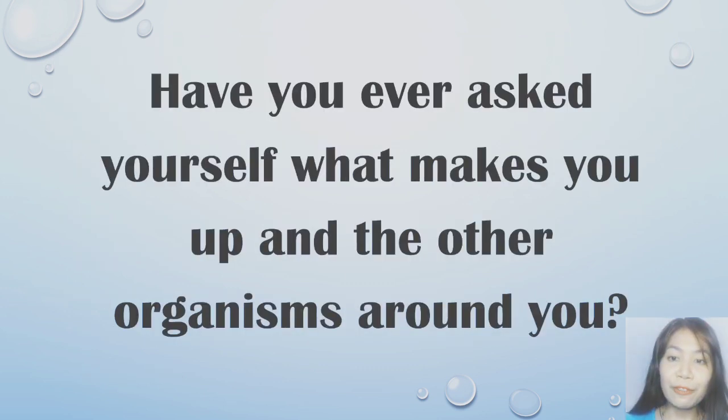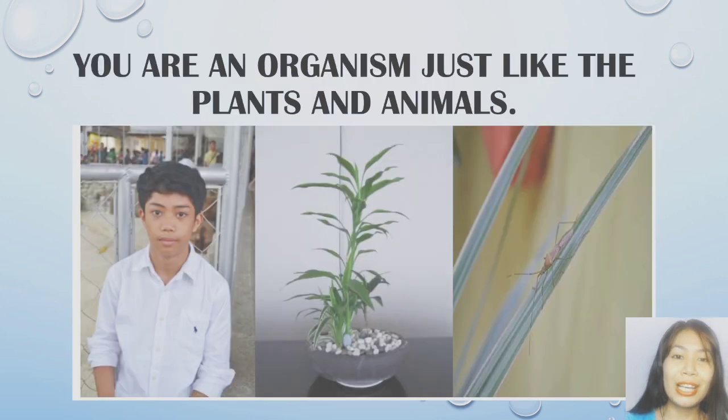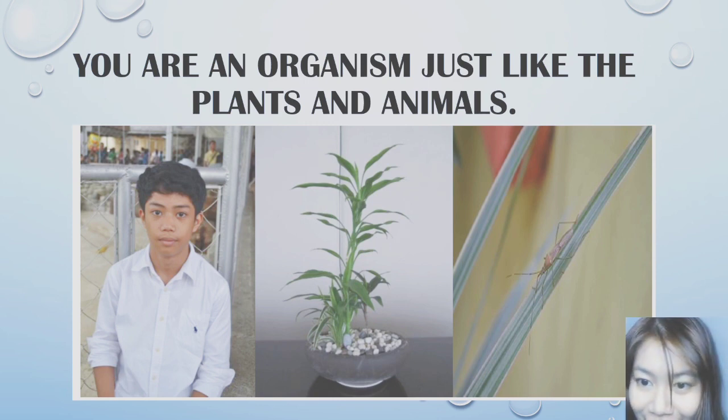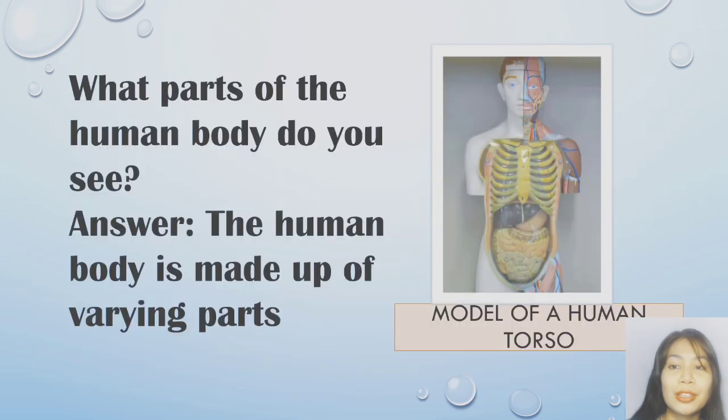Have you ever asked yourself what makes you up and the other organisms around you? I guess you have asked it to yourself, because you are an organism, just like the plants and animals. So in this picture you have seen a boy, a plant, and what's this? An animal. Okay, so here in the picture you can see the model of a human torso. Question: what parts of the human body do you see?